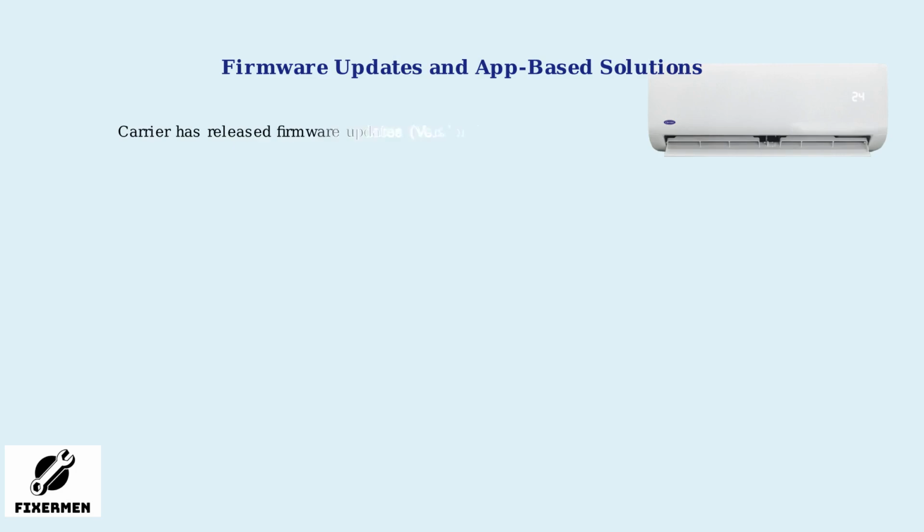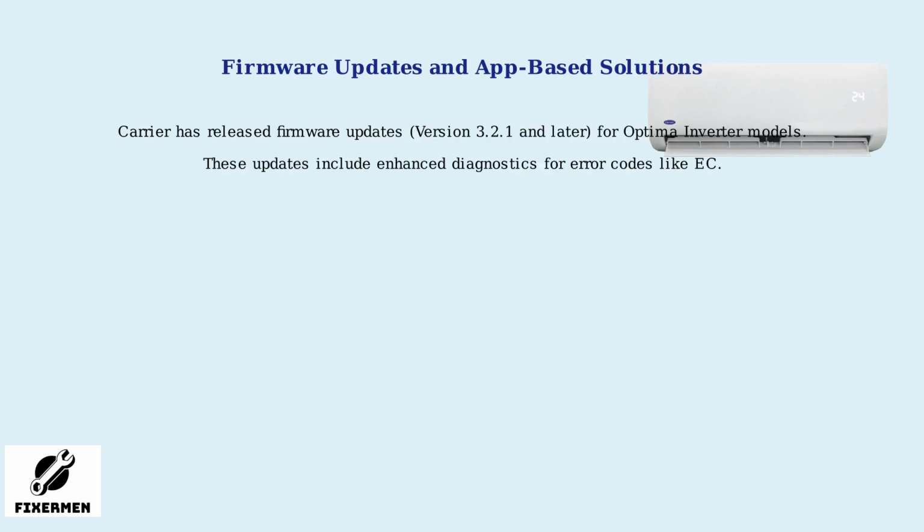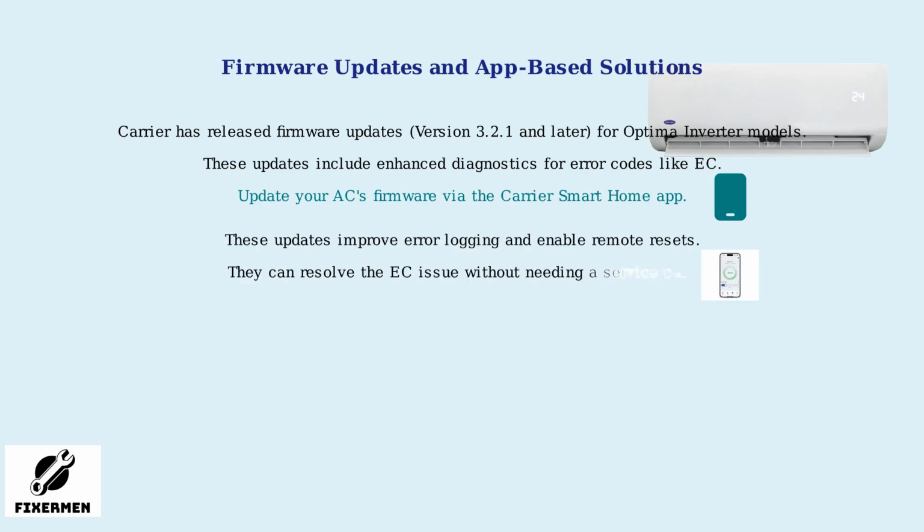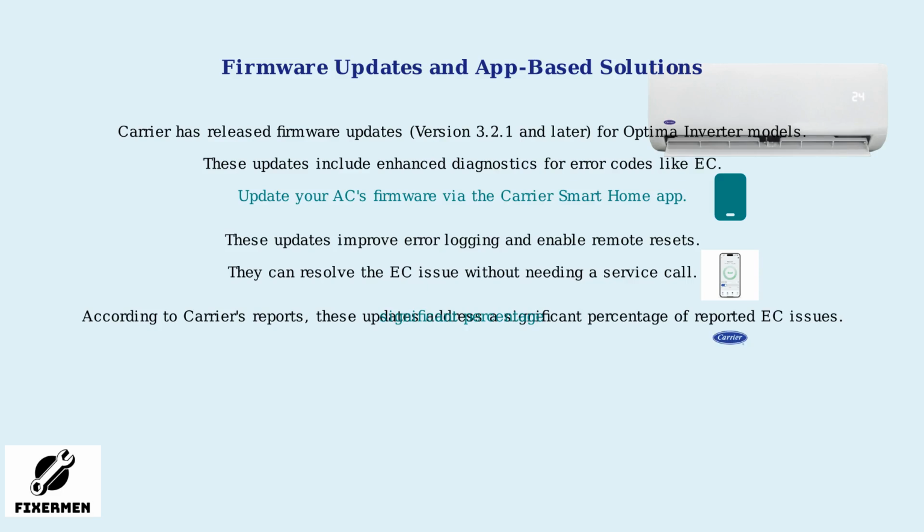Carrier has released firmware updates, starting with version 3.2.1 and later, specifically for Optima Inverter models. These updates include enhanced diagnostics for error codes like EC. To update your AC's firmware, use the Carrier Smart Home app. This process is straightforward and can be done remotely. These updates improve error logging and enable remote resets, potentially resolving the EC issue without requiring an in-person service call. According to Carrier's reports, these updates address a significant percentage of reported EC issues, making them a valuable first step in troubleshooting.